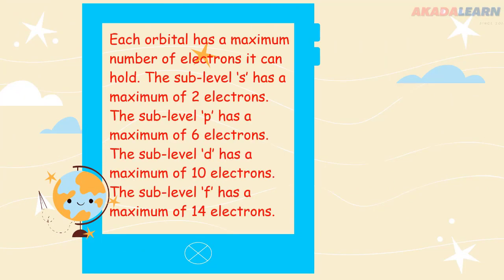Now, each orbital has a maximum number of electrons that it can hold. The sublevel S has a maximum of 2 electrons, while the sublevel P has a maximum of 6 electrons. The sublevel D can carry a maximum of 10 electrons, while the sublevel F has a maximum of 14 electrons.